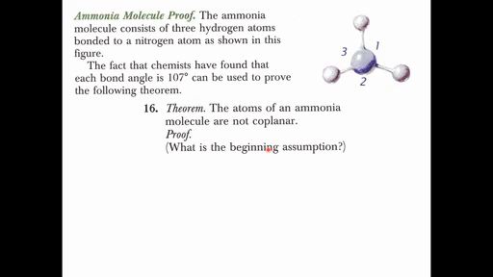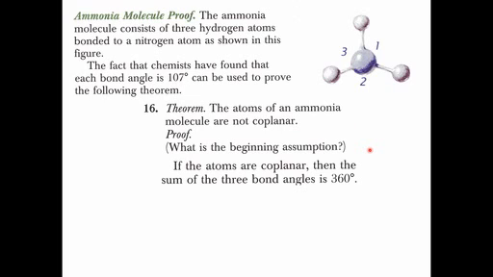Well, if you're going to do it indirectly, how do you start? It's an indirect proof, so if you're trying to prove that they're not coplanar, how would you start? And again, they kind of give you a hint here by the next step. Follow through the logic. If the atoms are coplanar, then the sum of the 3 bond angles is 360 degrees, 1, 2, and 3.